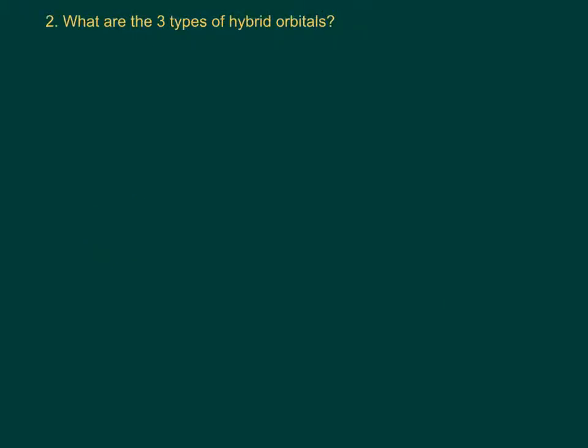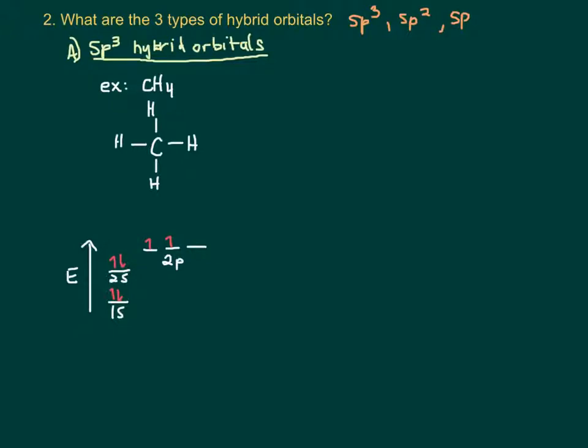So we're going to learn about 3 types of hybrid orbitals. And I'll go ahead and tell you what they're called. There's an sp3 hybrid orbital, there are sp2 hybrid orbitals, and there are sp hybrid orbitals. And we're going to go through each one and discuss how they form. All right, so sp3 hybrid orbitals. We're going to use methane, CH4, carbon tetrahydride, as our example, and we're going to be looking at the hybridization of that central atom, carbon.